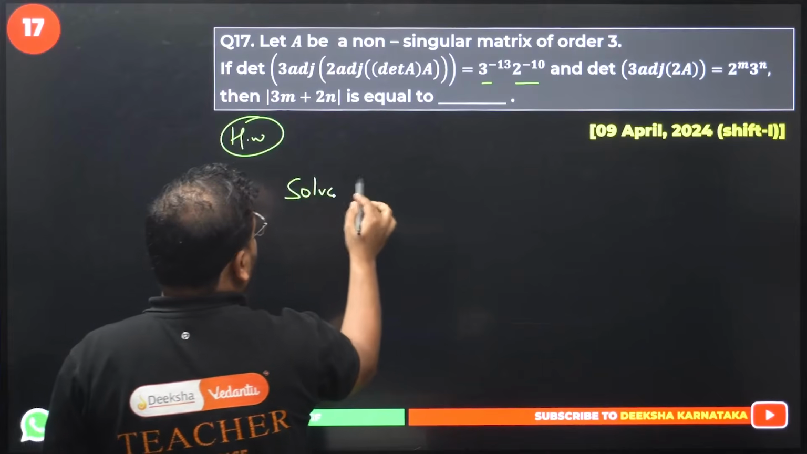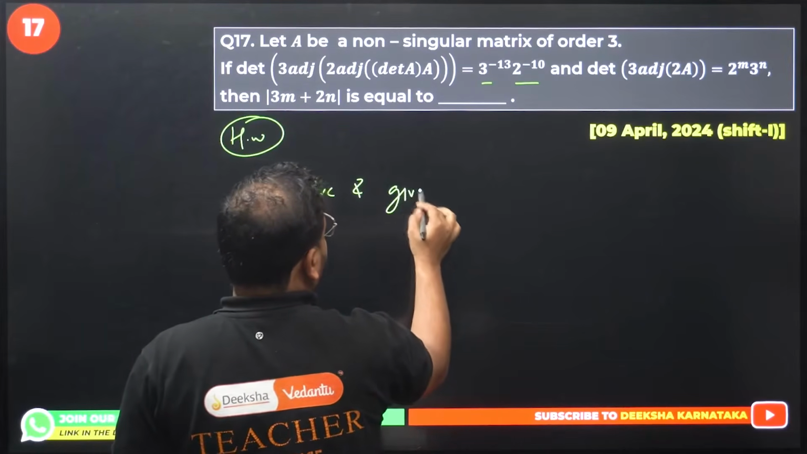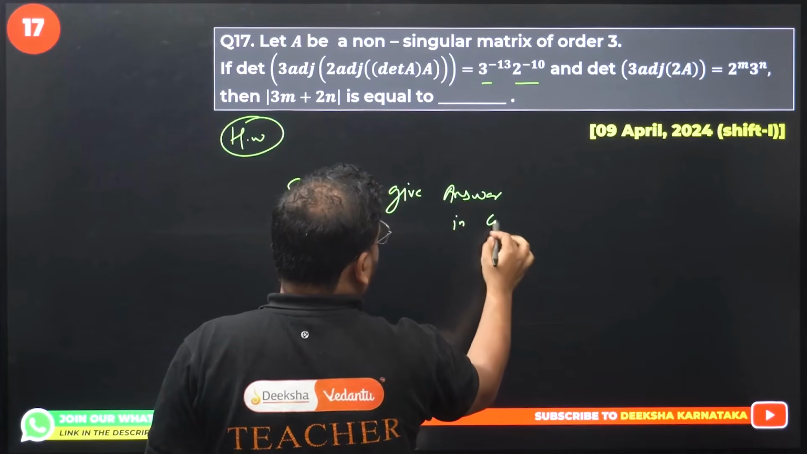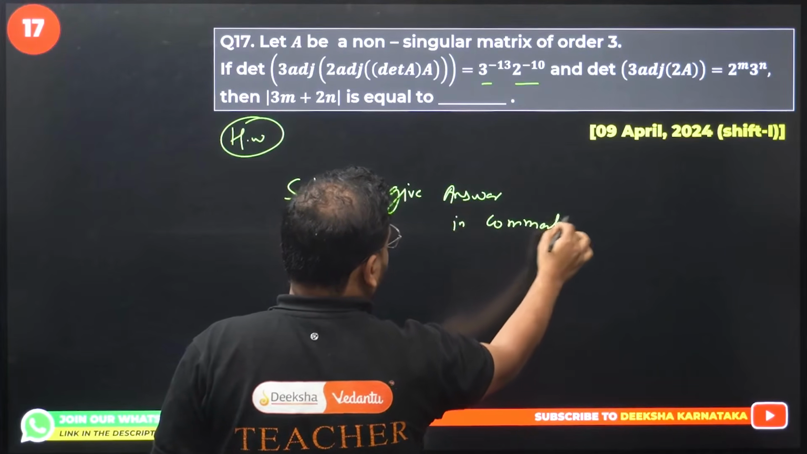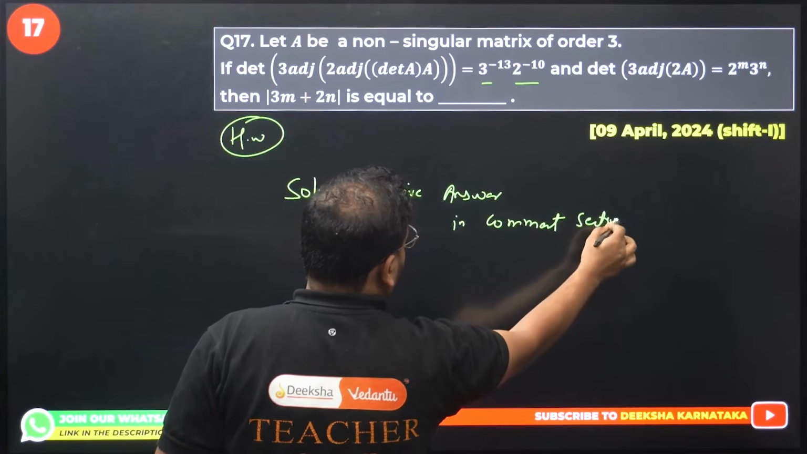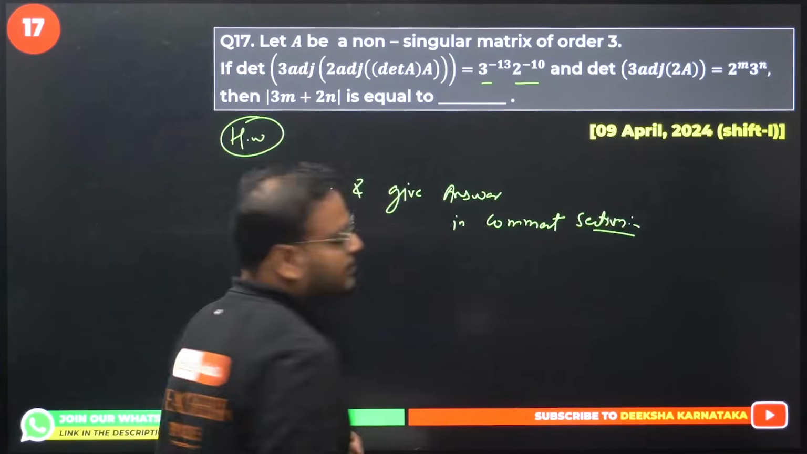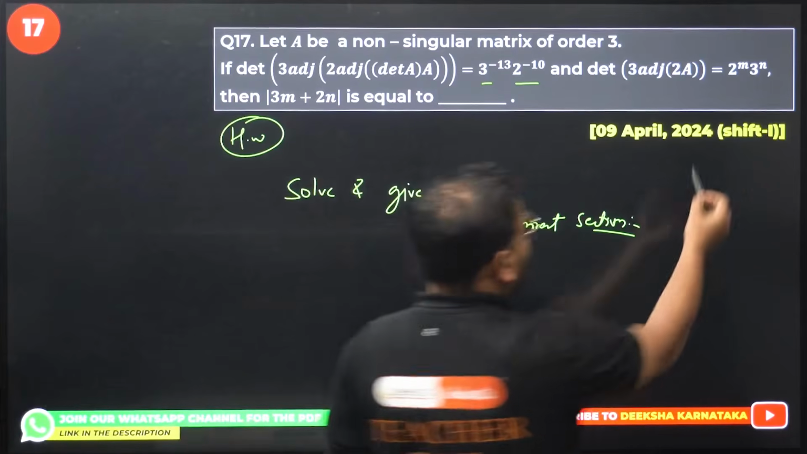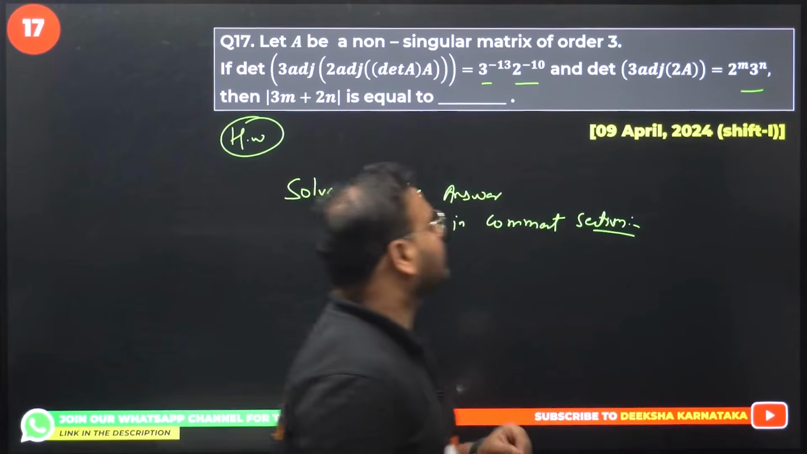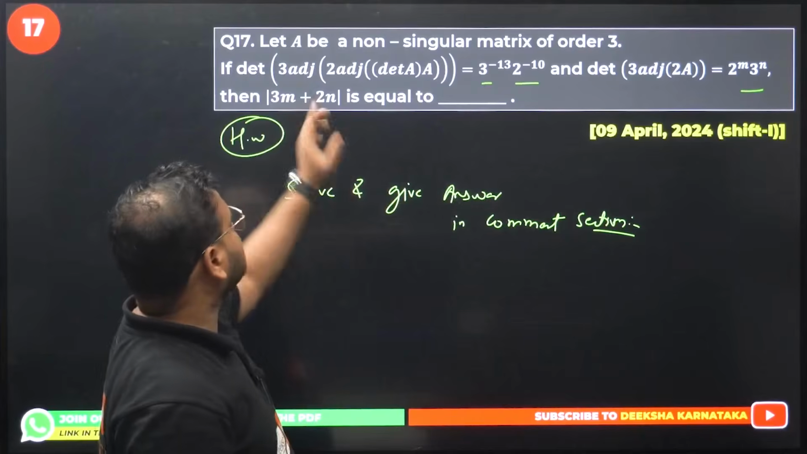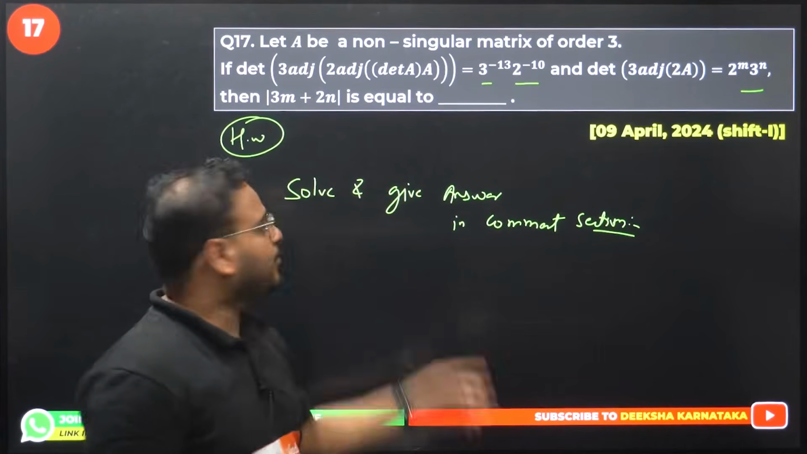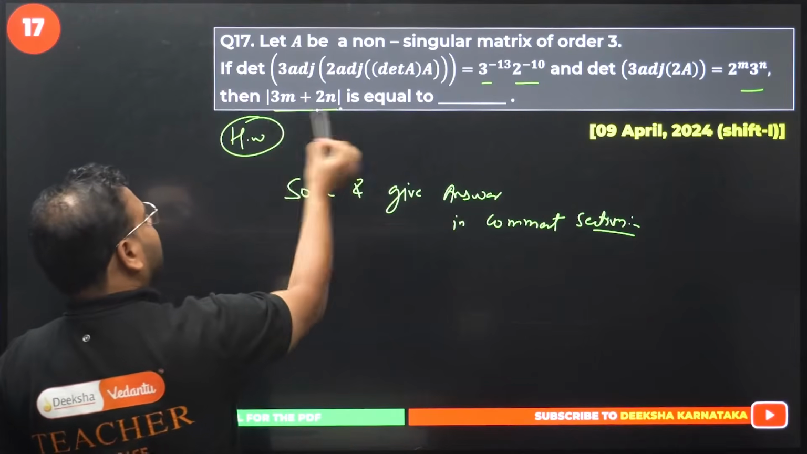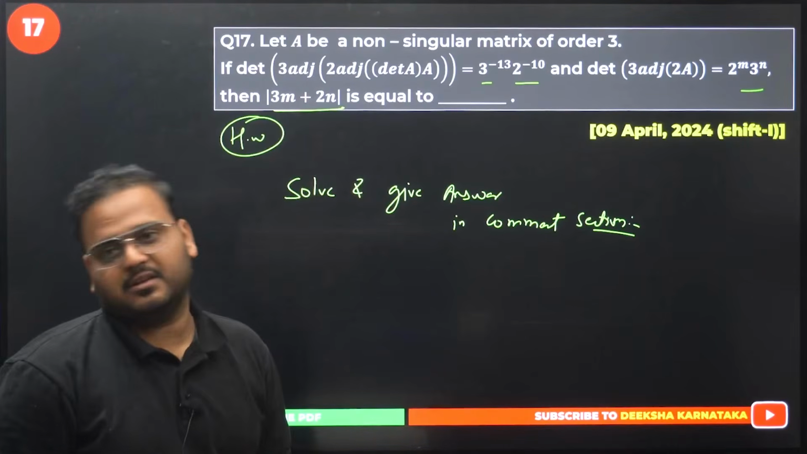Solve and give me an answer in the comment section. So done. Okay. This is done. Please solve these questions. Okay. 2 power m, 3 power n is given over here. They're asking you the value of 3m plus 2n. They're asking the positive value of these two. Okay. So let me know the positive value. Apply the modulus on this result and get the final answer.